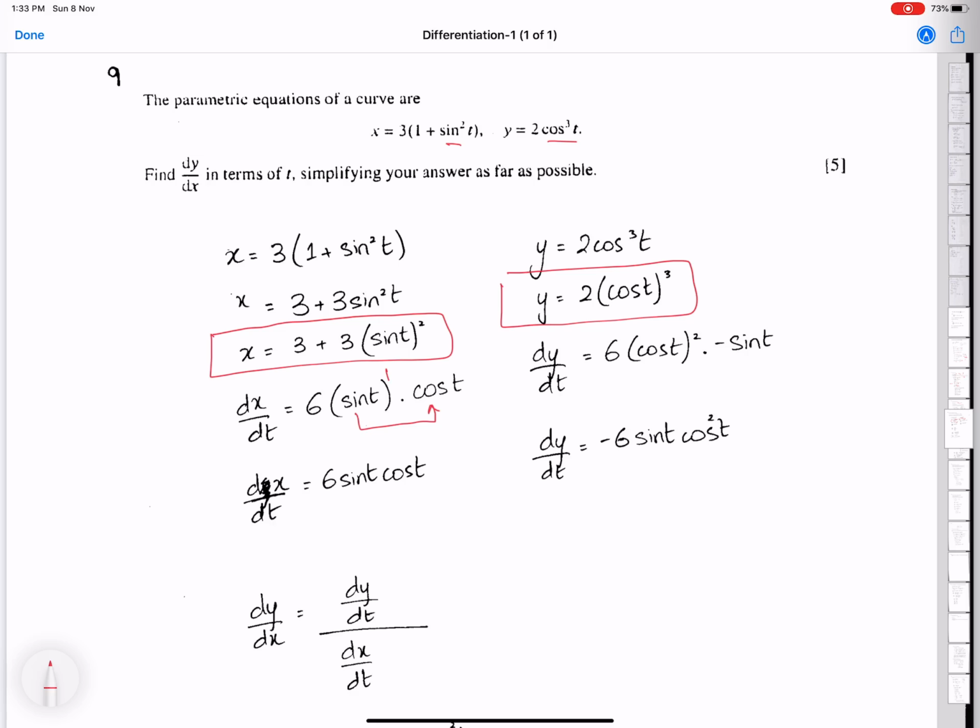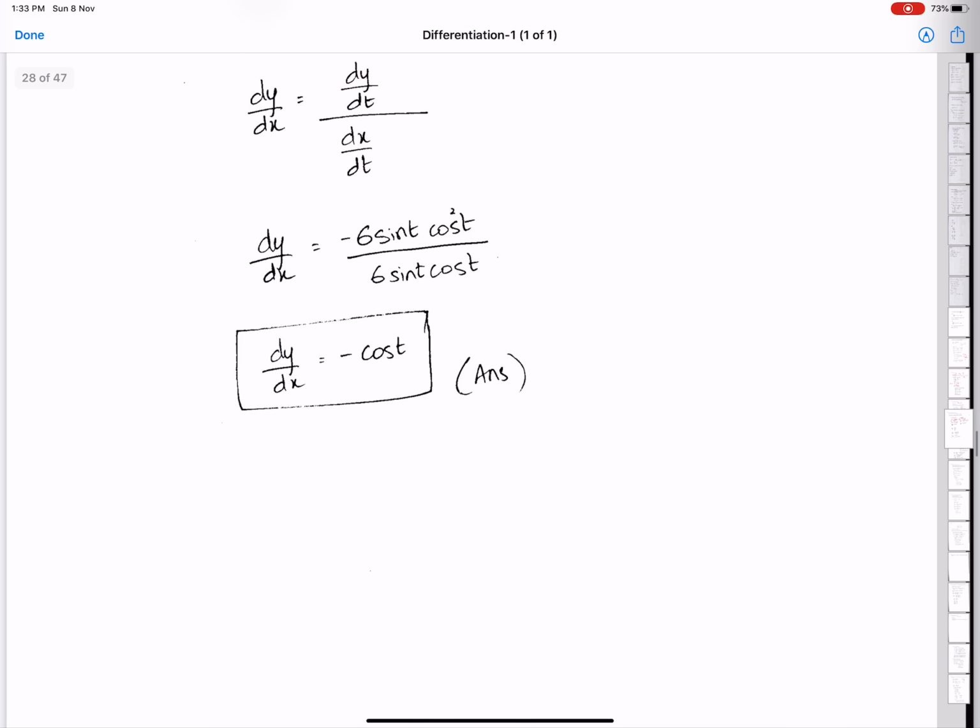So this 3 will multiply with this 2, it will become 6, and the differential of cos is negative sine t. So the final answer is minus cos t.